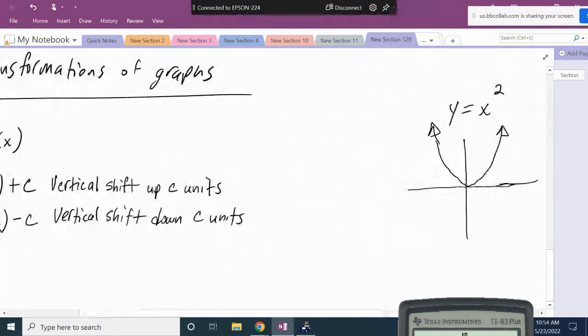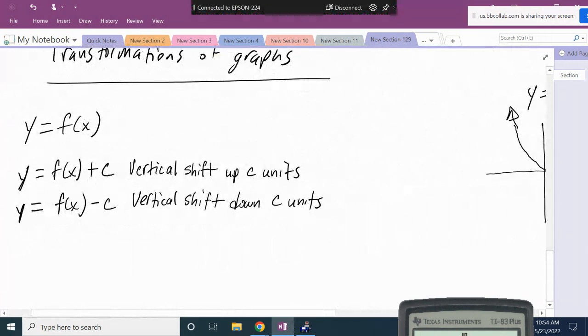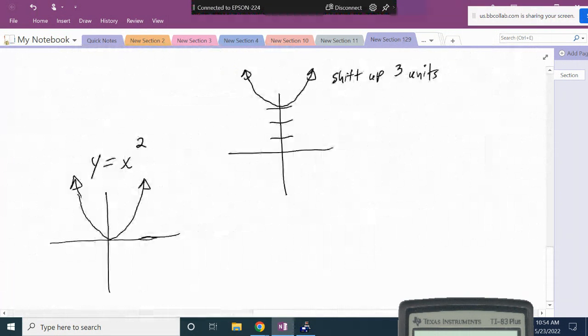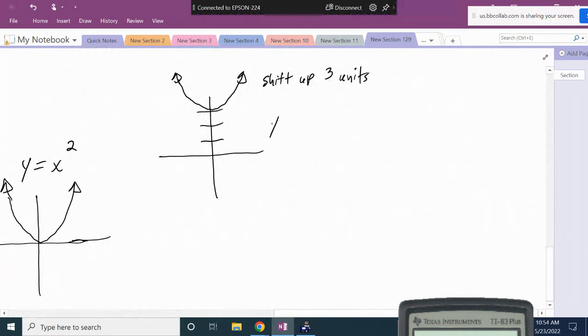Well, if we go back to our transformations, for number 1, a vertical shift up c units, we would take the function and add some constant to it. So we will write this out as y is equal to x squared plus 3. All right, so that takes that x squared graph and pushes it up 3 units.